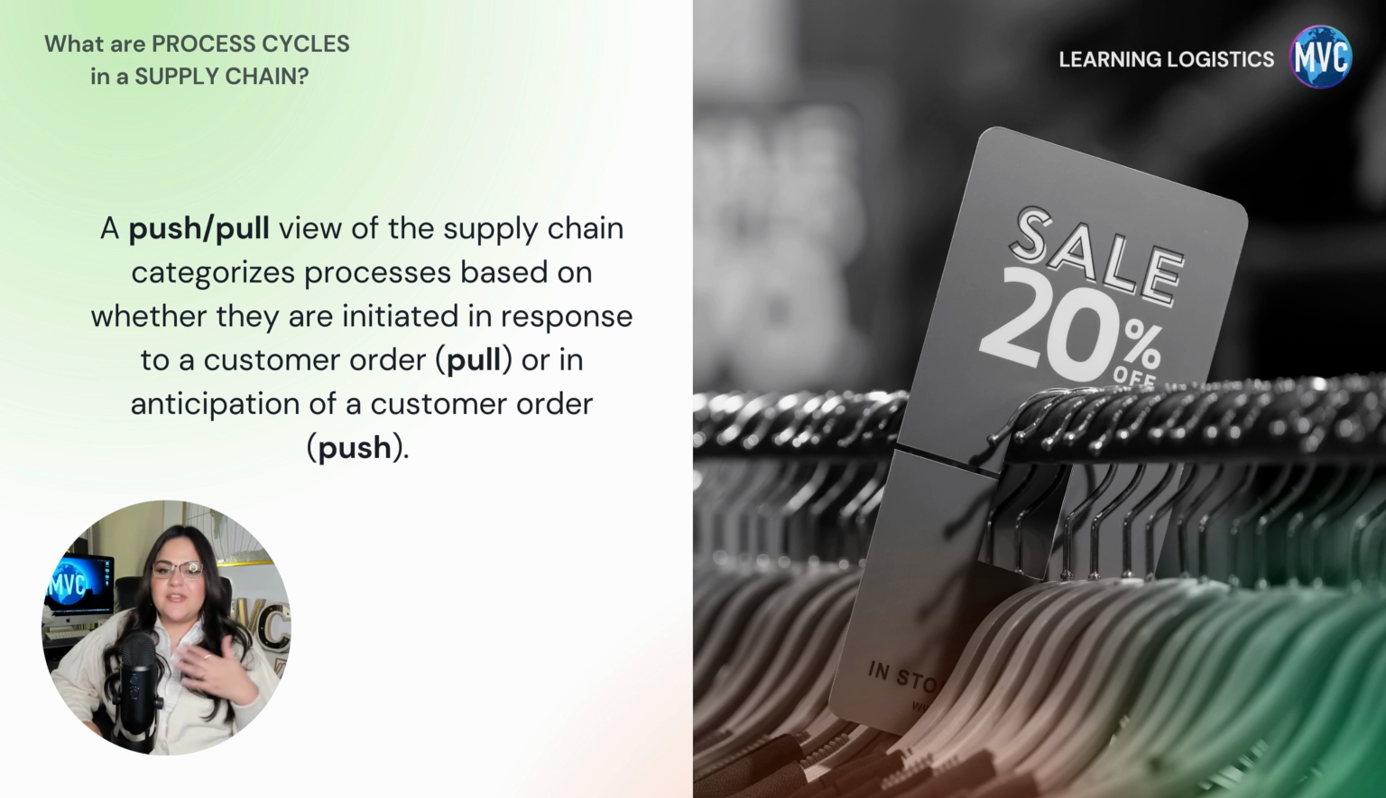A push-pull view of the supply chain categorizes processes based on whether they are initiated in response to a customer order, a pull, or in anticipation of a customer order, a push. This view is useful when considering strategic decisions that relate to the supply chain design. Meaning that if we're looking at the structure of what our processes will look like when we're designing our supply chains, then we do them based on whether we're going to be pushing product out to the customer or we're going to wait for the customer to pull orders out from our products.